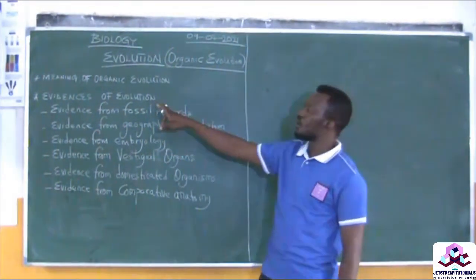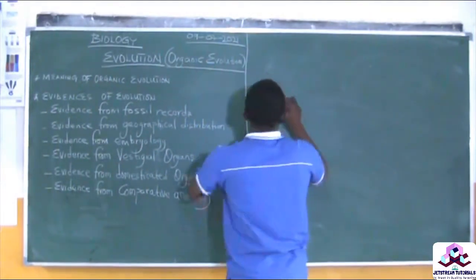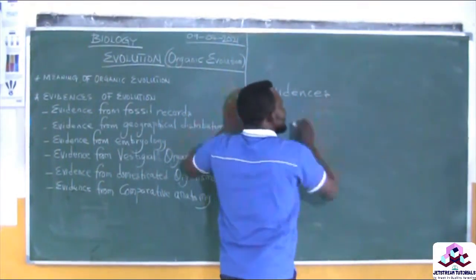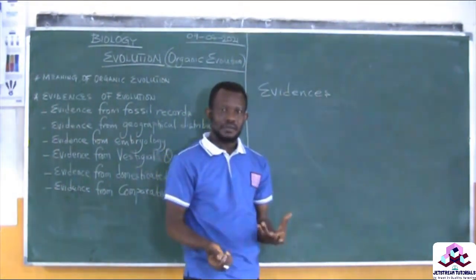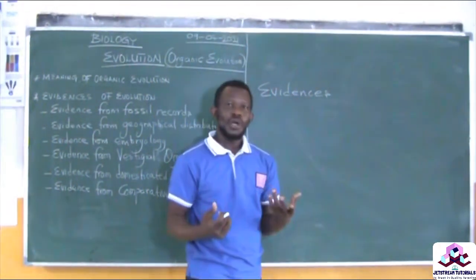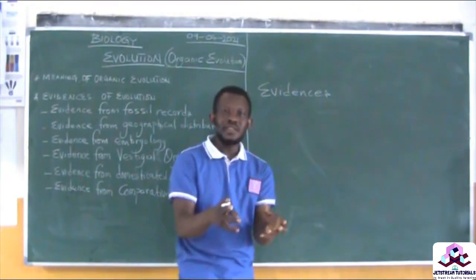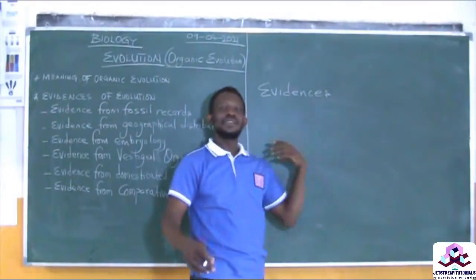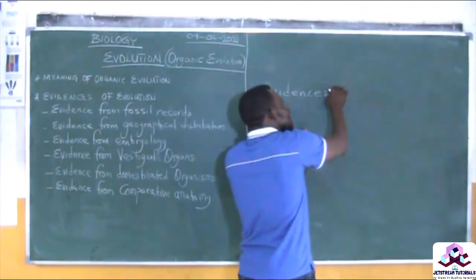Then we are going to go into what? Evidences of evolution. When we say evidences, this word simply means what? Records. In other words, it means what can show that something ever lived. Or these are traces, these are documents or documentations that prove that something ever happened or something ever lived. In this case, living things ever lived. So this is what evidence means.